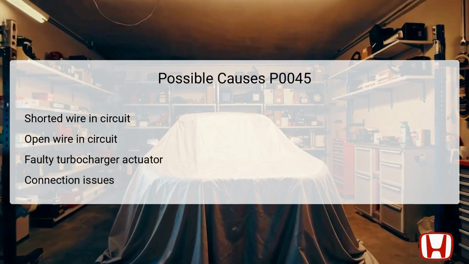Lastly, connection issues such as poor or loose terminals at the actuator or the powertrain control module, PCM, could lead to intermittent faults. Each of these causes needs to be evaluated thoroughly to resolve the DTC effectively.